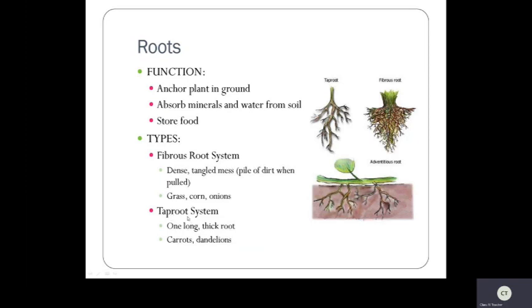Now if you see the taproot system, yes. Can you see the taproot system here? Yes, this is a taproot. This is the main root. On this main root, you can see the secondary rootlets. So this is a good example for the taproot system. One long thick root, and you will be seeing secondary rootlets and also roots. For the taproot system, we have seen, children, carrot, dandelions. All these are good examples.